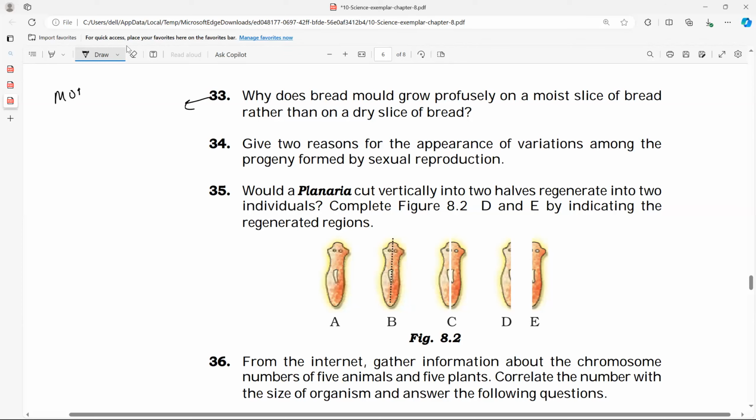So we can write it this way: moisture is a favorable condition for spores to grow. Is there any keyword that you want to say, especially for writing this answer? Why should the bread mold grow profusely on a moist slice rather than on the dry slice? Moisture is a favorable condition to grow spores.